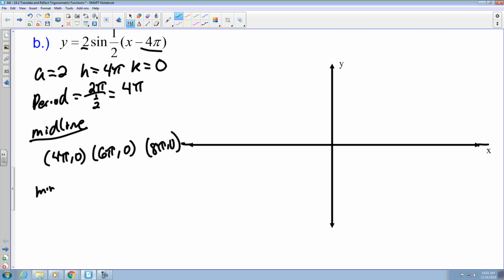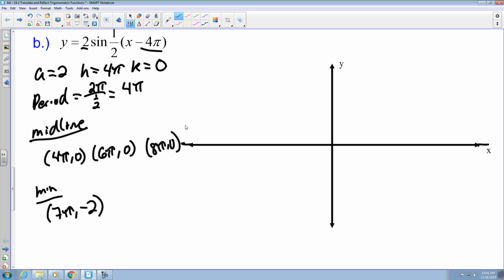Next is the minimum. And the minimum, with the formula, is 3/4 times 4 pi. So 3/4 times 4 pi is 3 pi. 3 pi plus h, which is 4 pi, so that's 7 pi. So now I got 7 pi comma negative a plus k. So a is 2, so negative a would be -2, and there's no k, so it's just going to be -2.